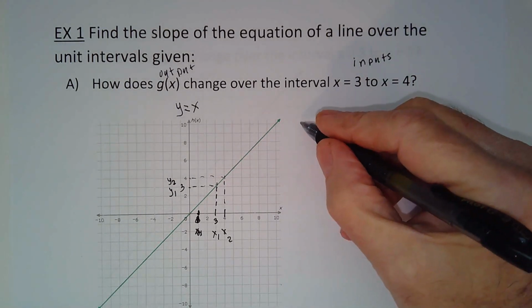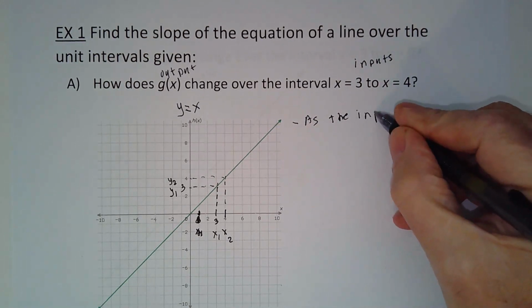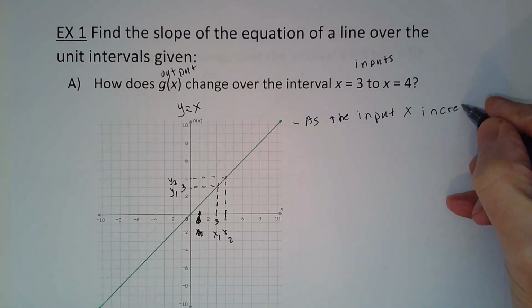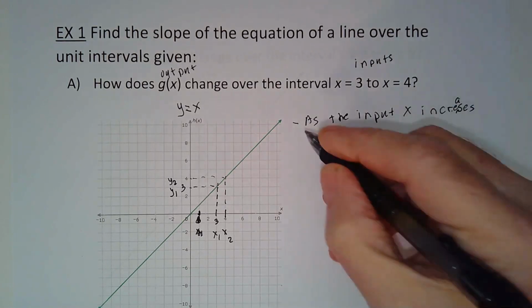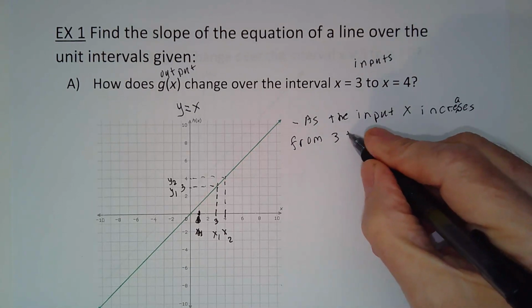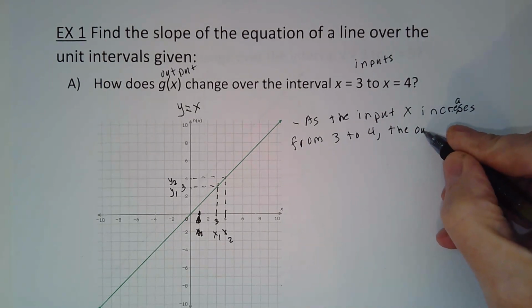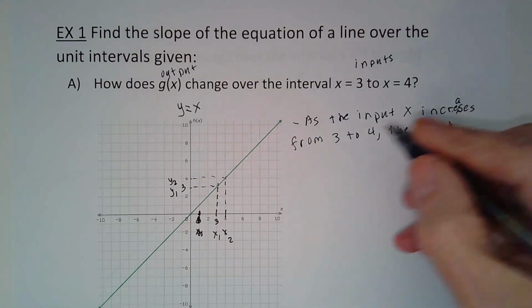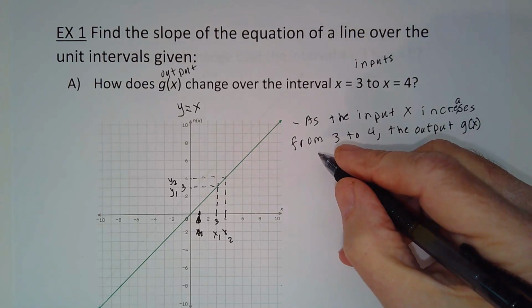So what we're saying here is, as the input x increases from 3 to 4, the output, and we're going to put this into function form, the output is going to be g of x, increases by 1.